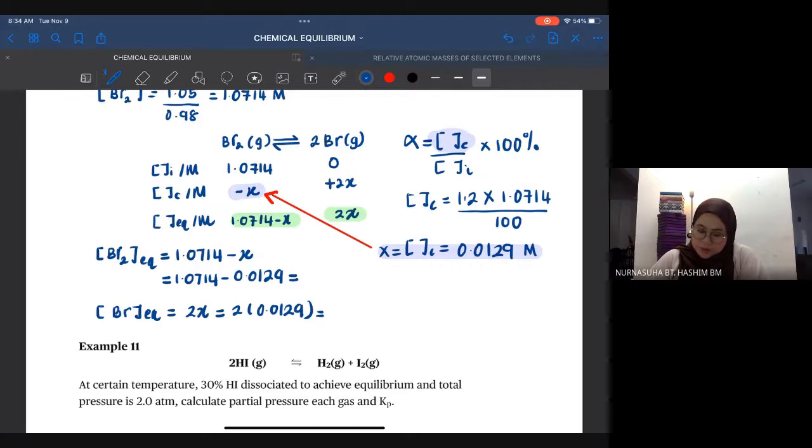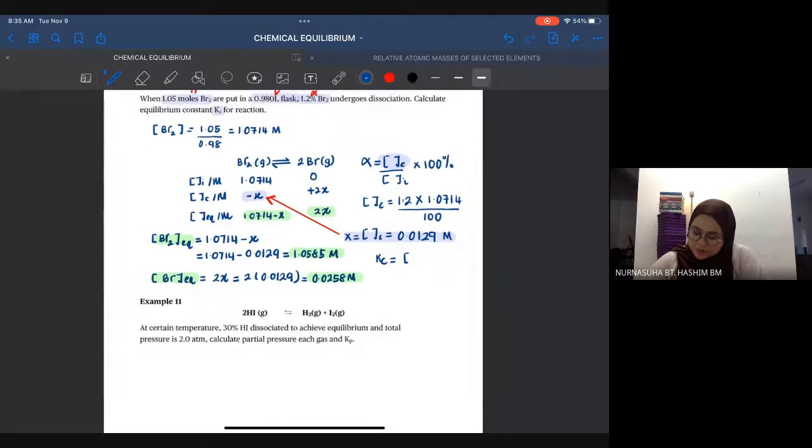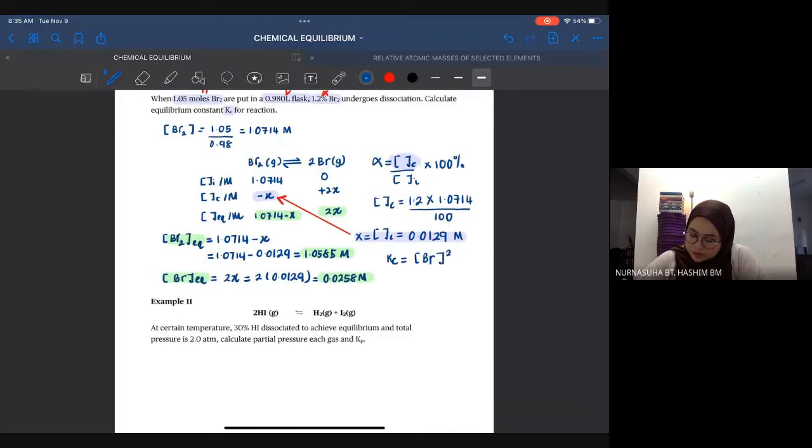Okay, for the bromine molecule, you should get 1.0585 molar. So for bromine atom, you should get 0.0258 molar. Okay, so now you get the value of the concentration of species at equilibrium. Okay, last step adalah cari Kc. Kc kita tahu concentration of product divided by concentration of reactant, Br2. So, masukkan nilai.